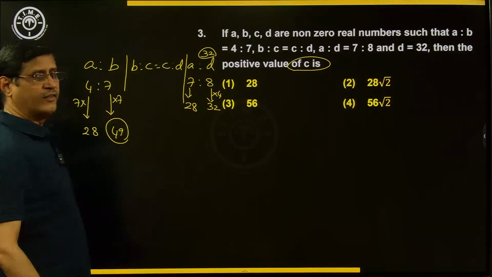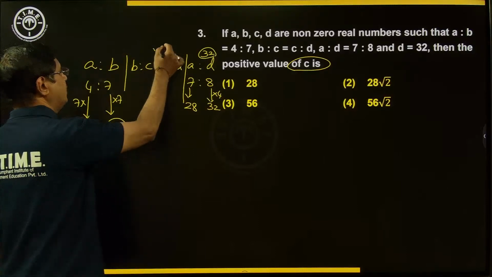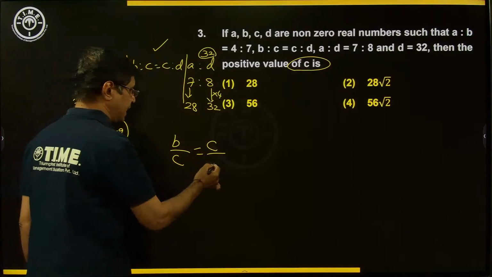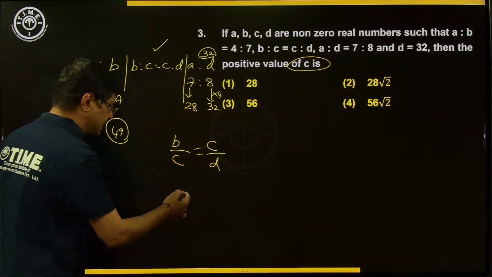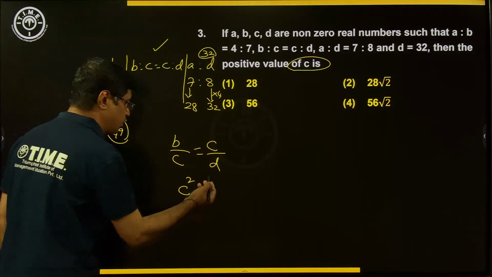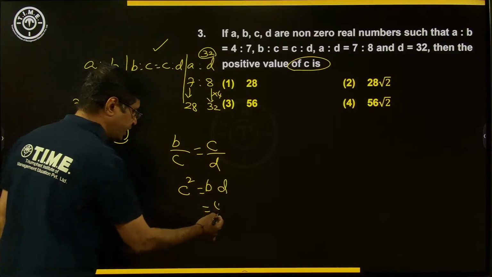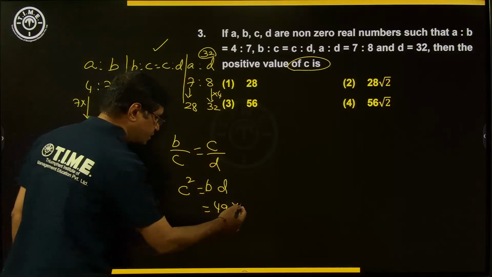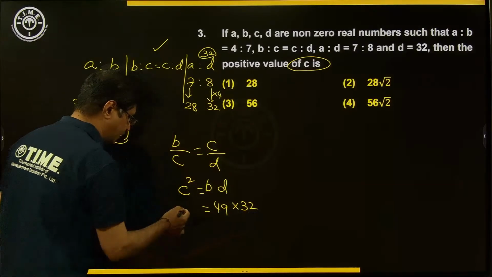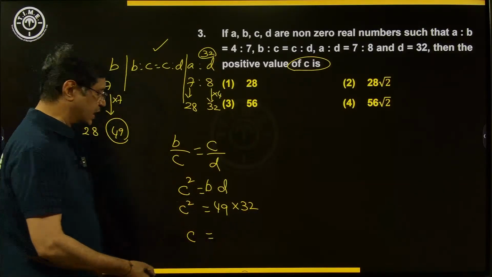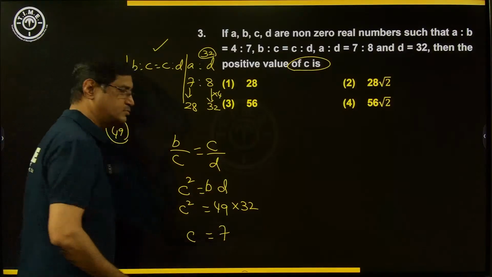Now what to find? The value of C. Now look at this one. B is to C means B by C is equal to C by D. By doing cross multiplication, C square is equal to B into D. The value of B, 49. The value of D, that is 32. This is the value of C square. How much is the value of C? Square root of 49, that is 7.